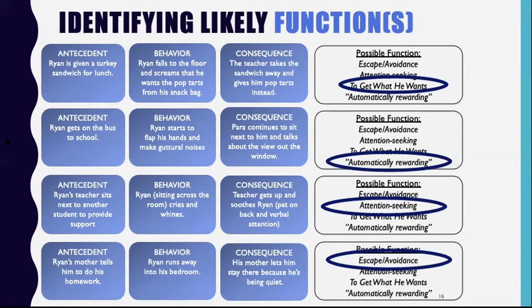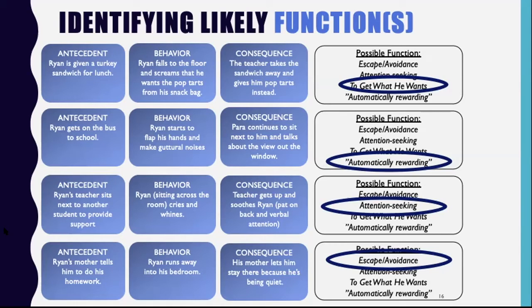Number 2, Ryan gets on the bus to school. Ryan starts to flap his hands and make guttural noises. The consequence is that the paraprofessional continues to sit next to him and talks about the view out the window. And we can look at this and see there's no real connection between the antecedent and the consequence to the behavior, and that it's likely an automatically rewarding sort of behavior. It feels good internally.